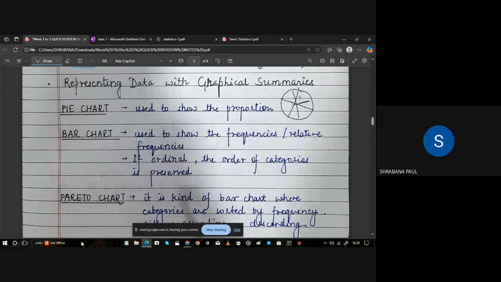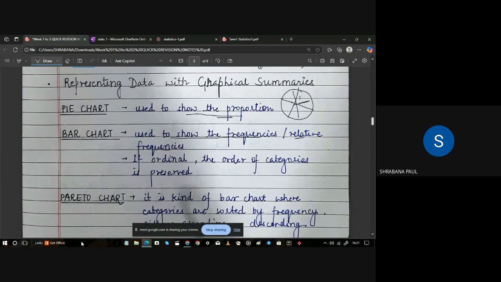So pie chart shows proportion, right? Now bar chart. What is bar chart? I'm not elaborating pie chart because every one of you knows what a pie chart is, right? Now what is bar chart? Bar chart is used to show frequency or relative frequency. How much one frequency differs from another frequency is shown by relative frequency.